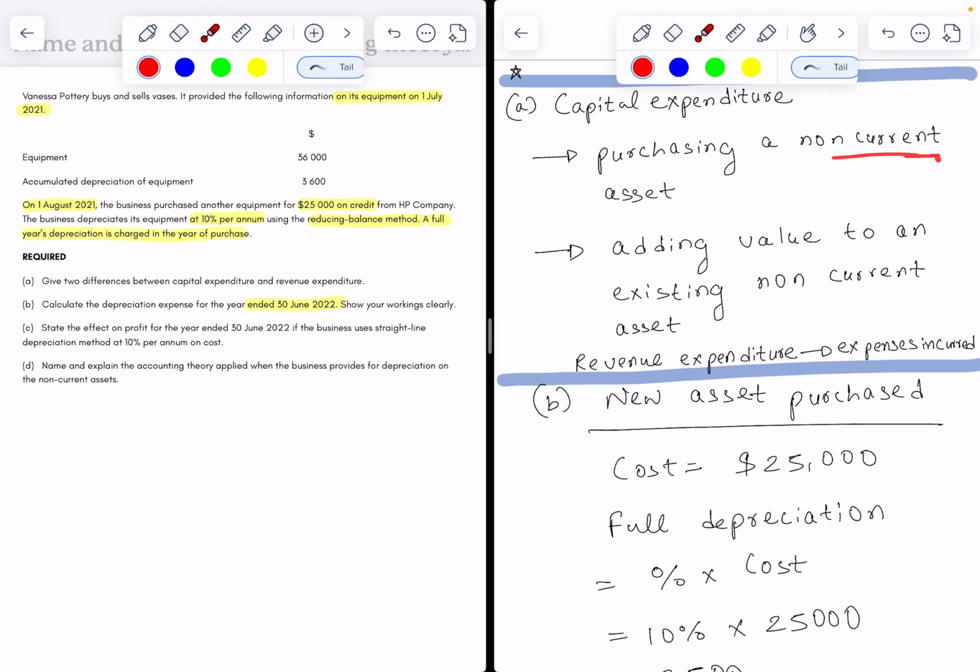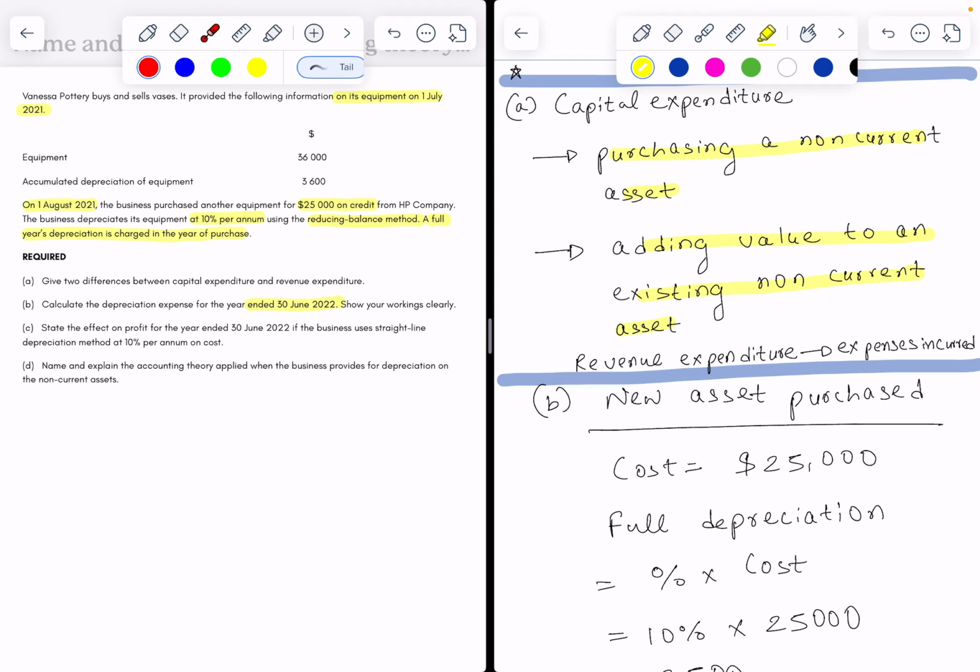Also, anytime you make improvements to a non-current asset, which increases its efficiency and also the economic output that you can utilize in your business from that asset to help you generate more revenue. So that's like kind of adding value. So capital expenditure is mainly when you buy a non-current asset and also when you add value to an existing non-current asset. So these are the two criteria that are involved when it comes to defining capital expenditure.